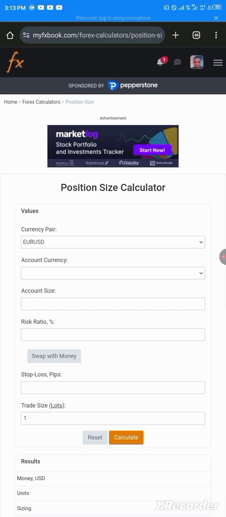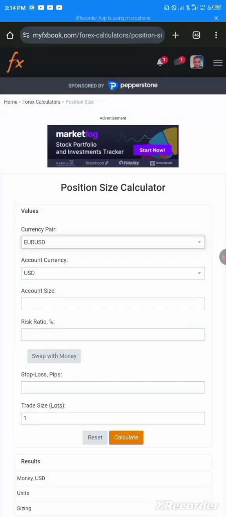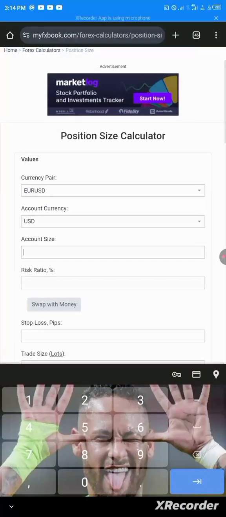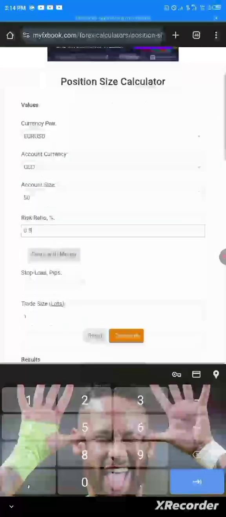So let's say we want to analyze. We've already finished analyzing EUR/USD, and your account size. You put your account currency, which is USD. Then your account size. Let me say, for instance, your account size is like $50, and you want to risk maybe 0.5% of that account.